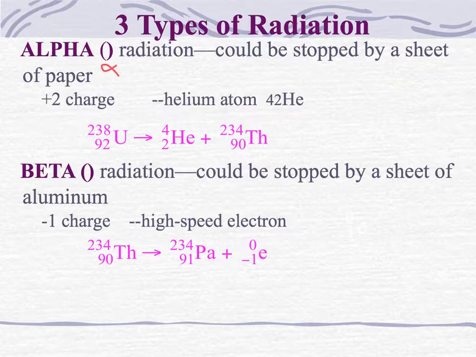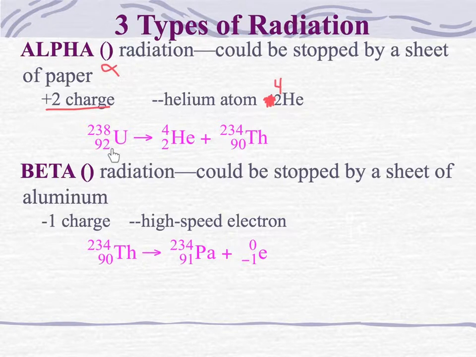You also need to know the charge on it. Alpha has a positive charge and it gives off a helium atom. On your notes, it's written correctly, except the 4 should be on top, not right there. So the helium atom has 4 on the top, 2 on the bottom, and this is how we can identify what type of radiation it will be.